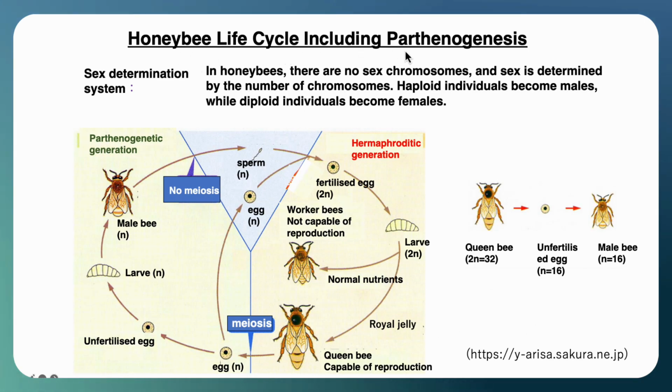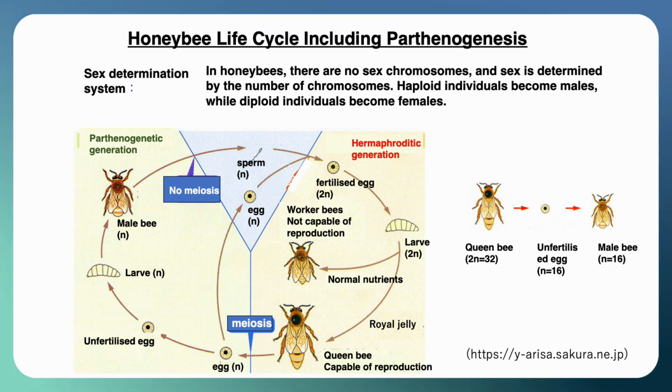Honeybee life cycle including parthenogenesis. In honeybees, only the 2N queen bee has reproductive ability and lays 1N eggs. If these eggs develop without fertilization, they become 1N males. So, honeybee males are born through parthenogenesis.